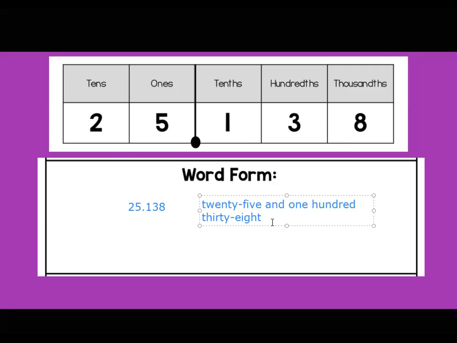And the last word that we include in our word form is going to tell us the place value. It's going to tell us the least place value in our number. Thousandths is our least place value. So we need to make sure that we include that word thousandths as our very last word. So we have 25 and 138 thousandths. Since that 8 is in the thousandths place, we're reading it as thousandths.